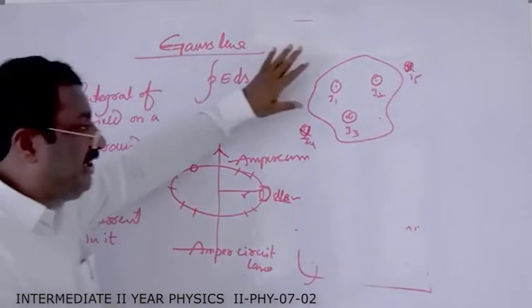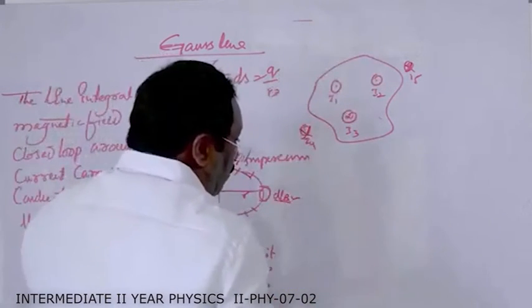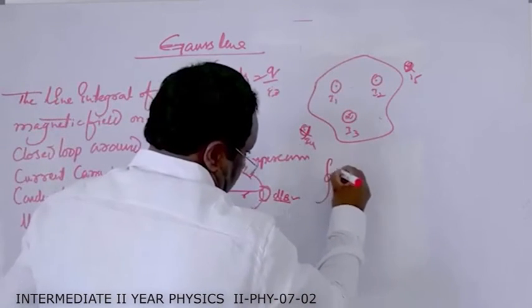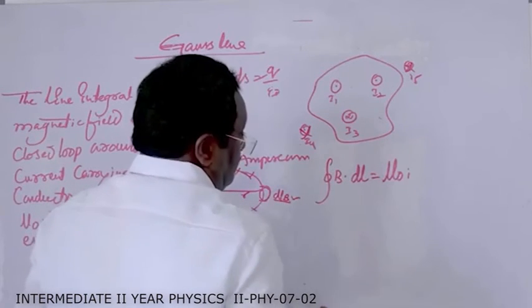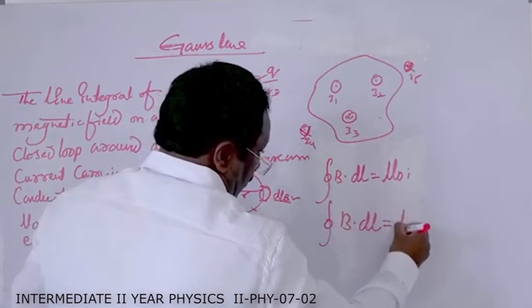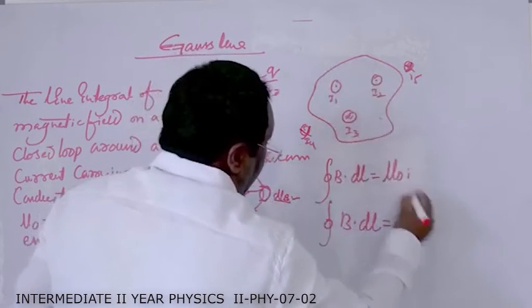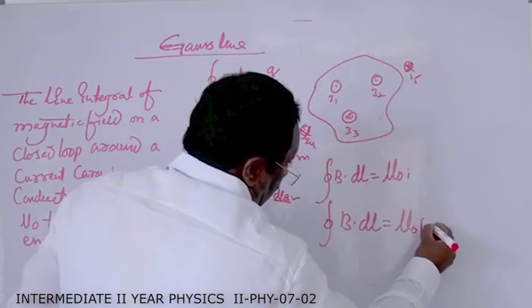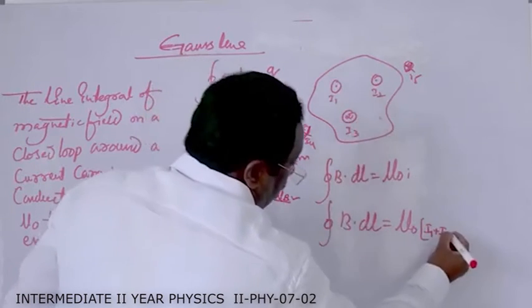So to find the magnetic field on the closed loop, according to Ampere's circuit law, the integral of B dl is equal to mu naught times the enclosed current I. How can we write it? I1 plus I2, because both are moving in the same direction, and I3 in the opposite direction.